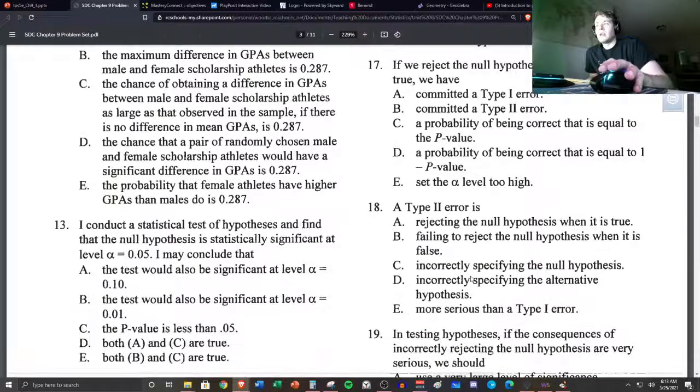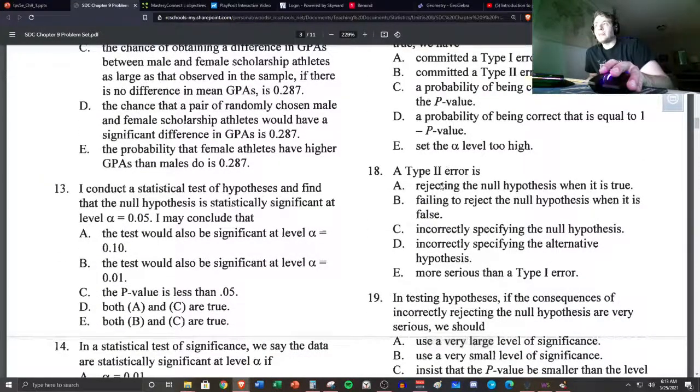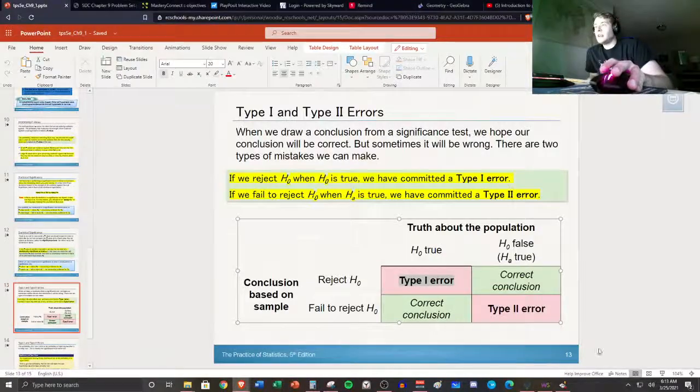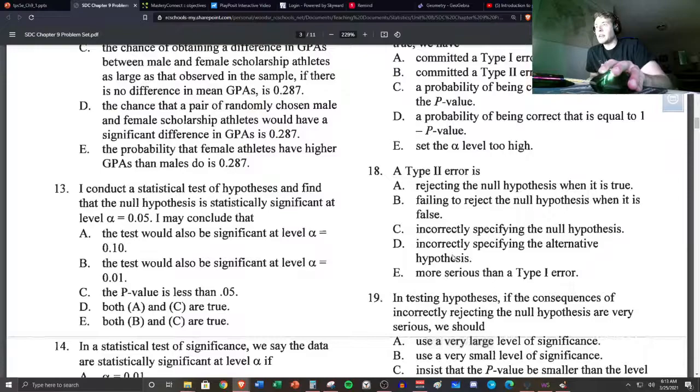Okay. A type 2 error, what is that? Type 2 error is, well, we go to our chart. Type 2 error happens when we fail to reject H0 when H0 is false. Okay, so that's type 2. So we fail to reject H0 when it is false. And it looks like that's B is the best answer on that one.